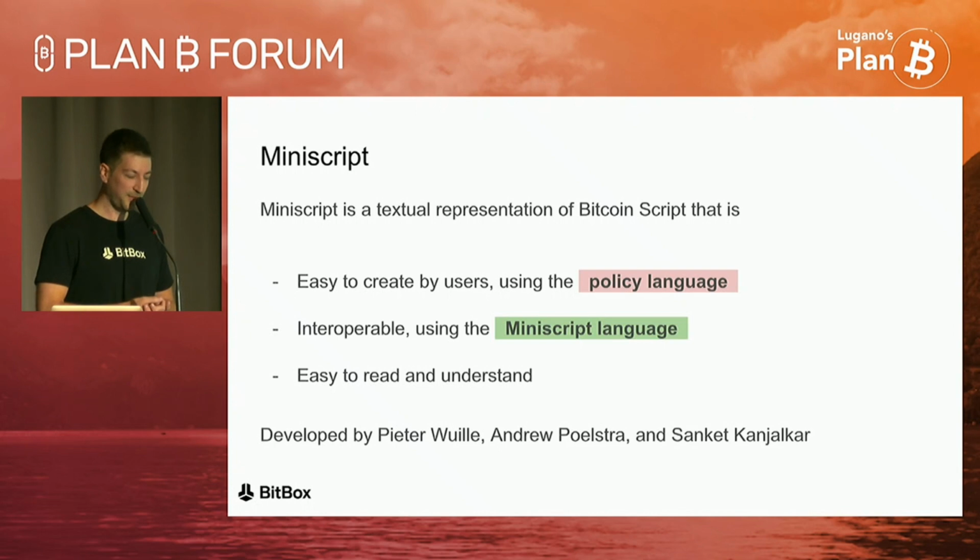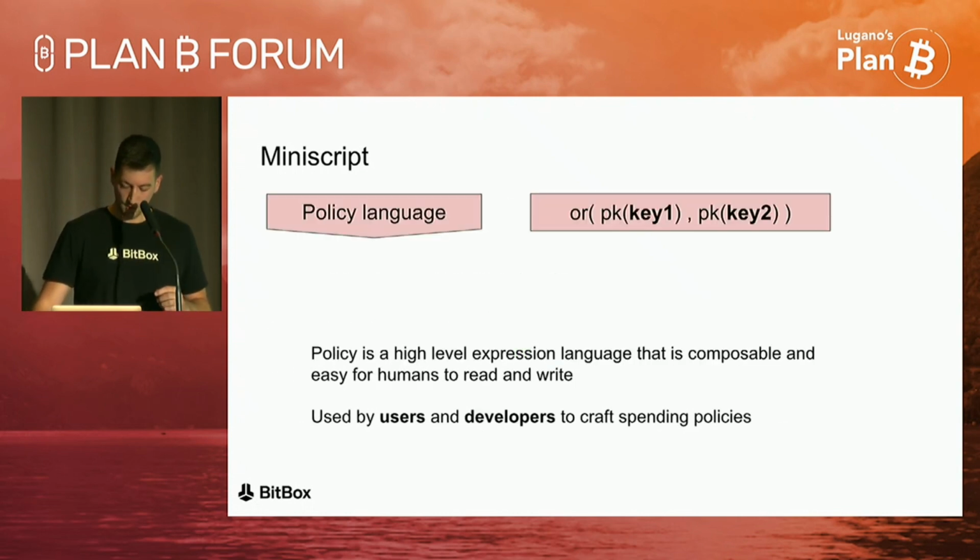So Miniscript was developed by Pieter Wuille, Andrew Poelstra, and Sanket Kanjalkar at Blockstream Research a couple of years ago, in 2018, I think. What does it mean? So the policy language is a simple expression language. It's composable. It's made of a few primitives, like in this example, there's an OR and a PK. I will show you the whole picture of what it means. So it's used by developers and users to just create those spending policies I was talking about.